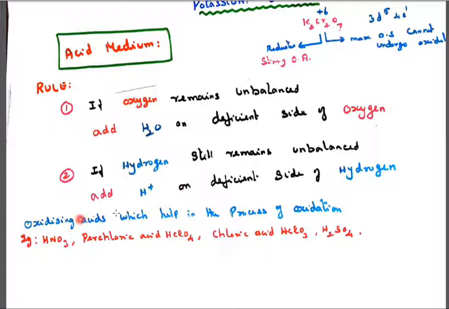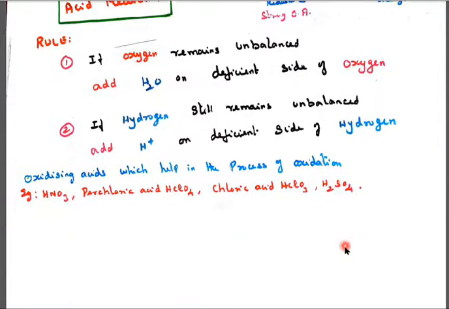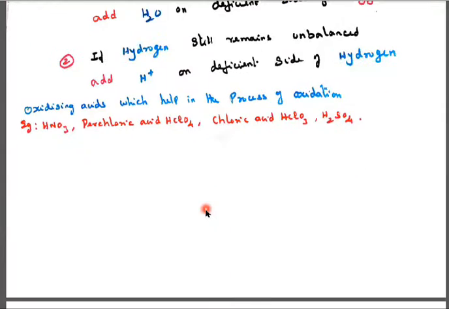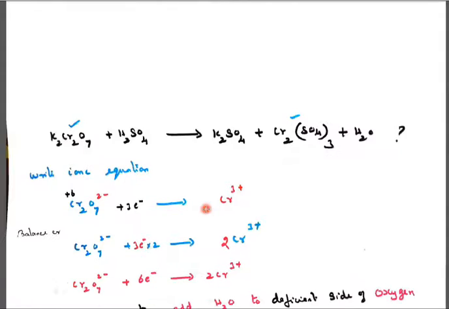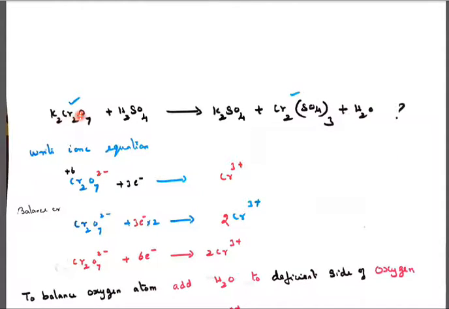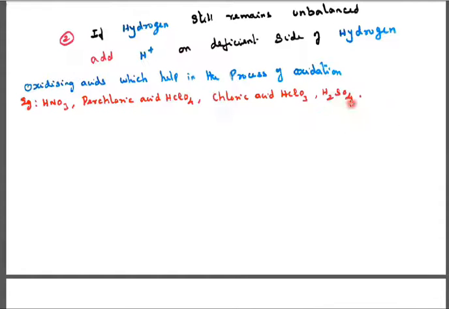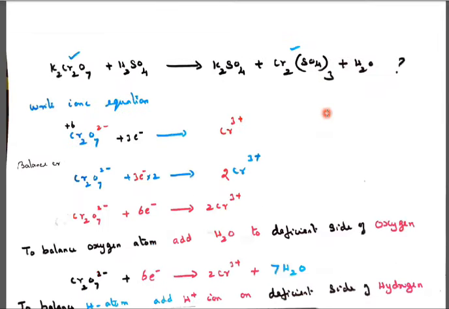For oxidizing acids with the help of the oxidation process, nitric acid, perchloric acid HClO4, chloric acid HClO3 and sulfuric acid H2SO4 can be used in this process. So let us see the example. Potassium dichromate, we are using sulfuric acid, H2SO4. Why are we not using hydrochloric acid? Let us see later on. This is sulfuric acid. K2Cr2O7, we are using H2SO4.